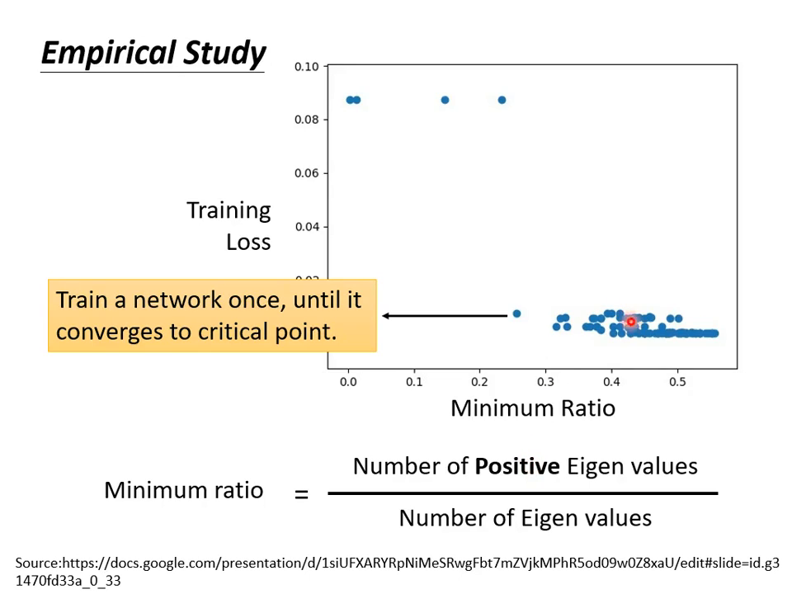In our example, the minimum ratio, whose definition we have just defined, is around 0.5 to 0.6 at most. It means that only half of the eigenvalues are positive, while the other half are negative. So, the further to the right we go on this graph, the more the critical point looks like a local minimum. None of the critical points is truly a local minimum.